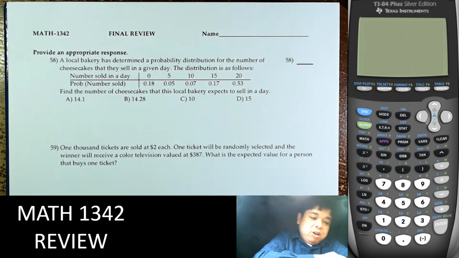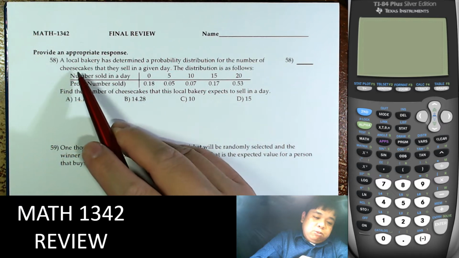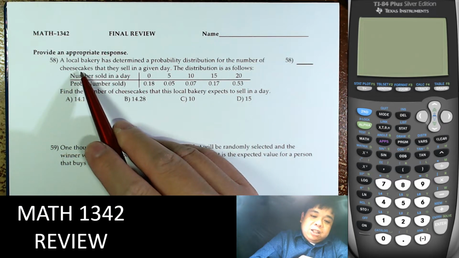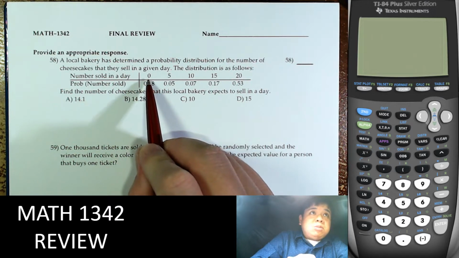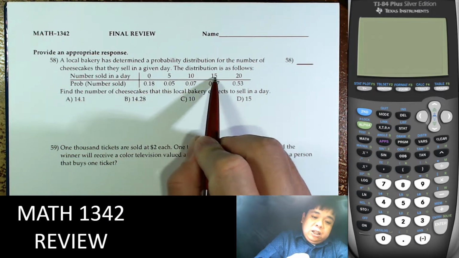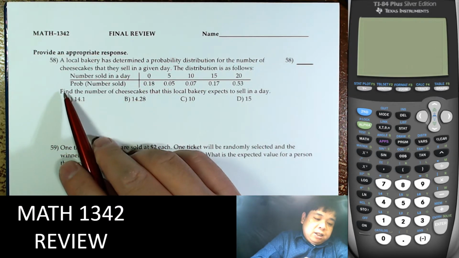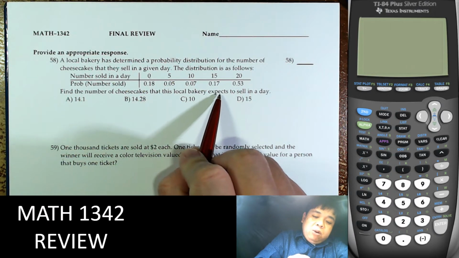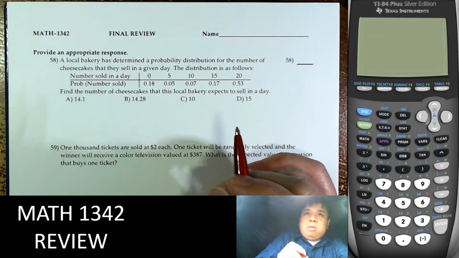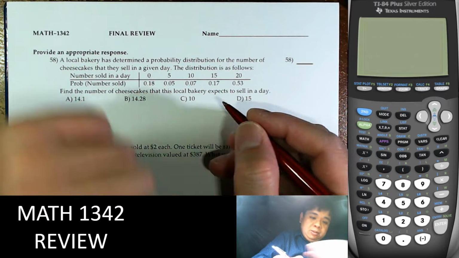We continue reviewing statistics. So in this problem, we have a local bakery that sells cheesecake, and the number of cheesecake sold in a day with the corresponding probability. And the question is, find the number of cheesecake that this local bakery expects to sell in a day. So this pretty much asks us to find the expected value or the mean.